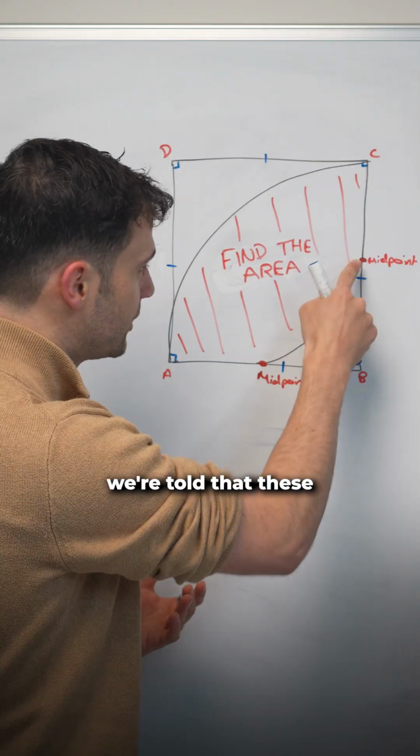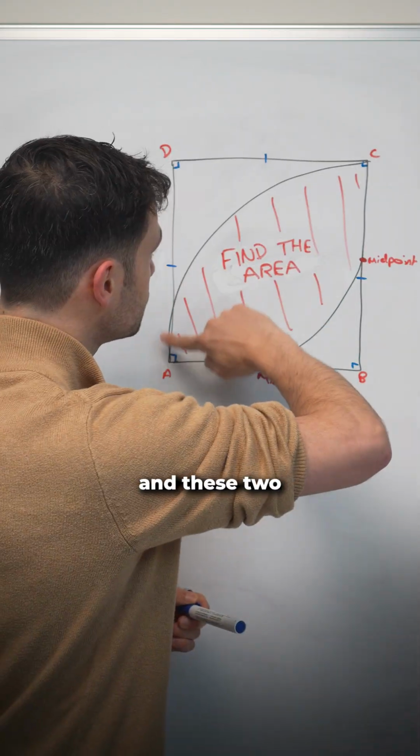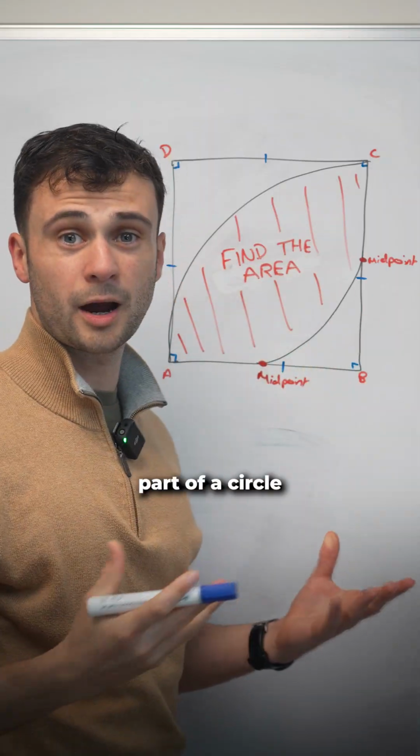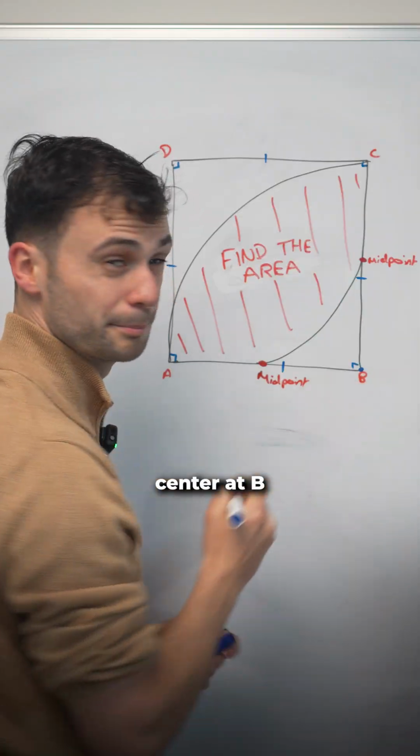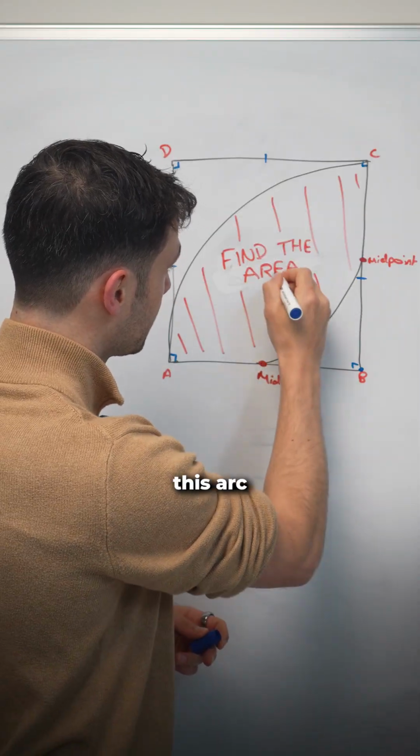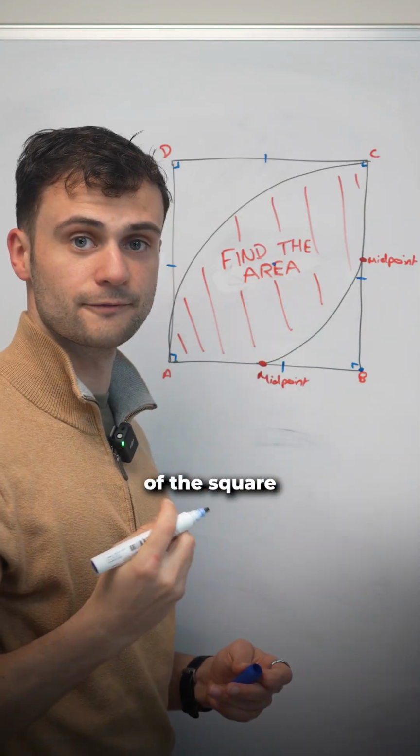We're told that these two points are midpoints, and these two arcs are part of a circle, where this arc has circle center at B, and this arc has circle center at the middle of the square.